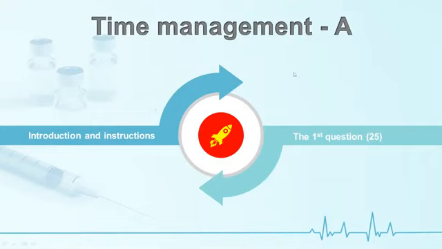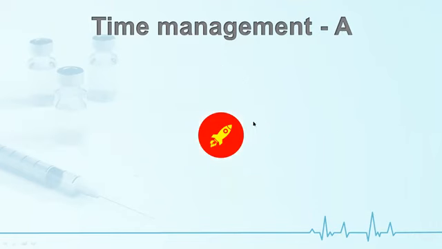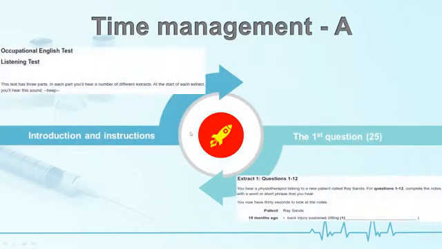Regarding the time management in part A, it's very important to know how to use each second, and you have to know the value of each second in this subtest. There will be a time gap between the introduction of each part, in this case part A, and the beginning of the first 12 questions in this part. So the time gap will be between the introduction and instructions and the first question.